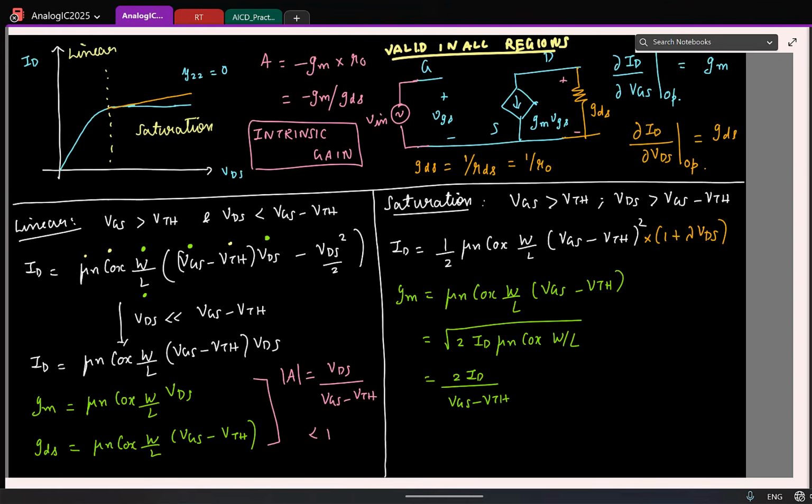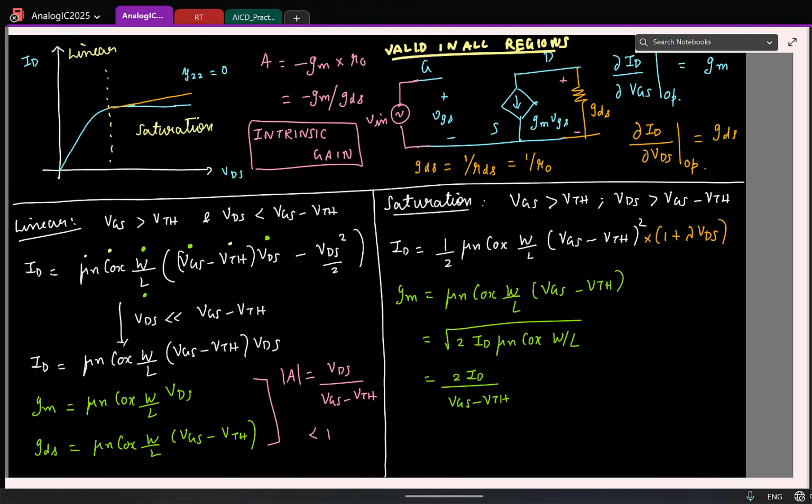Let us say I ask you, is GM proportional to W, proportional to square root of W, or independent of W, what's your answer? Proportional to W. But here you see it's proportional to square root of W, right? Can I have a case where GM is proportional to square root of W? That's a question. It's a math question.